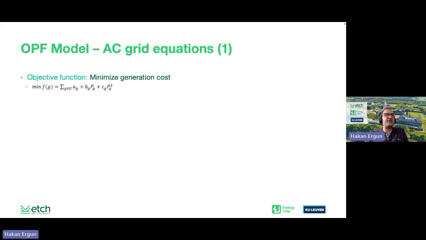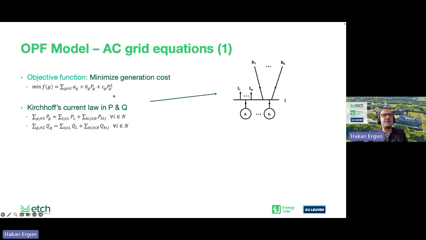So very briefly, what does the optimal power flow model look like? So we will try to minimize the active power generation cost, which typically is formulated using a quadratic equation, where here PG is the generated power. And then we are going to fulfill Kirchhoff's current law, both for active and reactive power. So basically, the sum of all the injections needs to be the sum of all the outtakes.